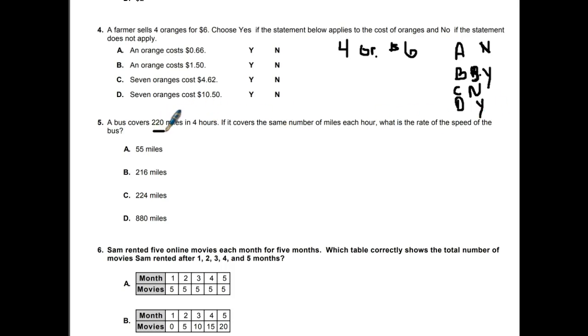A bus covers 220 miles in 4 hours. If it covers the same number of miles each hour, what is the rate of speed of the bus? So you know it goes 220 miles in 4 hours. You're looking for miles per hour. So again, you're looking for a unit rate. So on your paper, write down 220 miles in 4 hours and what you're looking for. What is the rate of speed of the bus? And circle the word rate, because that tells you right there you're looking for a unit rate.